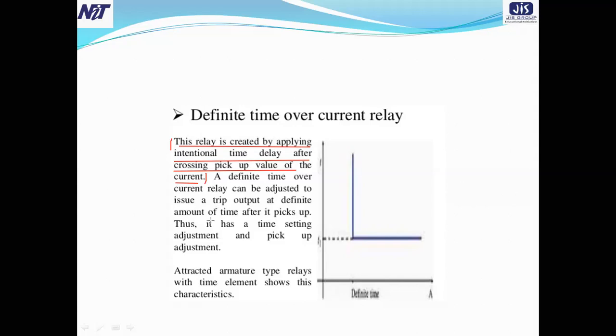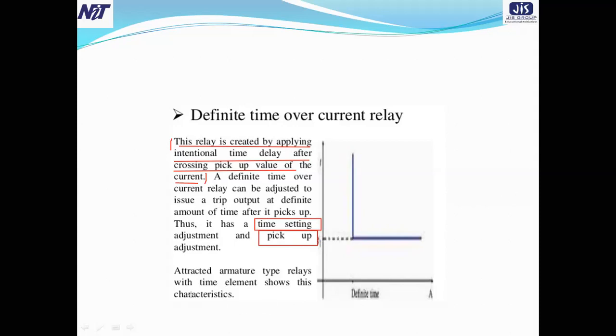So it is actually following a definite amount of time. For that, what is happening? It has a time setting adjustment and a pickup adjustment. So two types of adjustment are required for this type of relay operation. The first one is the time setting adjustment, and the second one is the pickup adjustment. So these are the two types of adjustment we need for the definite time overcurrent relay.